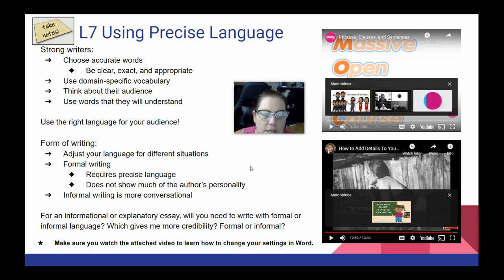So make sure you watch the attached video to learn how to change your settings in Word. I have linked that along with this lesson, so you should see that in there as well.